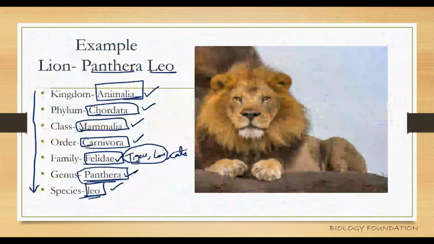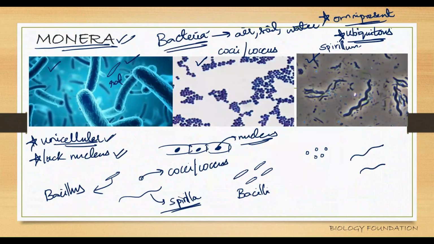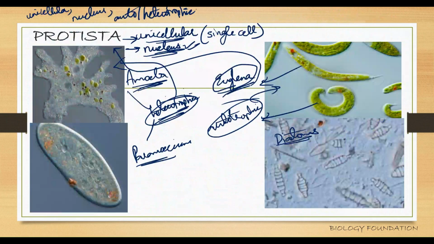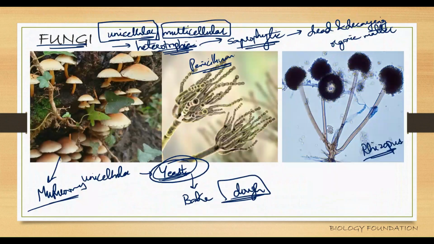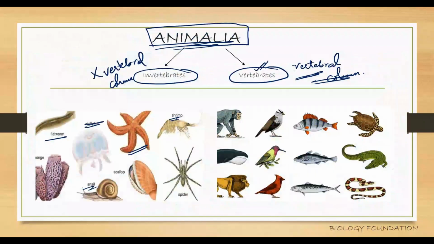Then we have taken the example of lion, to which species it belongs to, and what's the kingdom and phylum that it belongs to. And we talked about the five kingdom classification given by R.H. Whittaker, starting with Monera, Protista, fungi, plantae, and animalia. Monera includes all your bacteria. Protista includes unicellular organisms having nucleus, but they can be heterotrophs or autotrophs. Fungi includes all heterotrophic organisms, but they can be unicellular or multicellular. Plantae includes organisms which are all multicellular, but they can be either photosynthetic, that is autotrophic, or they can be heterotrophic. Animalia includes all animals which are multicellular.